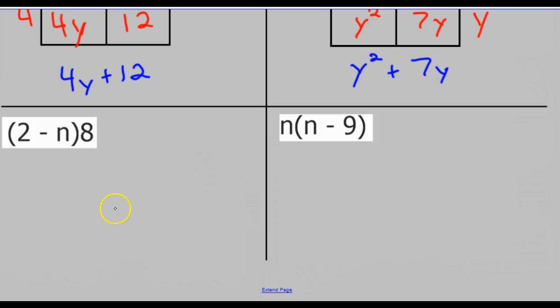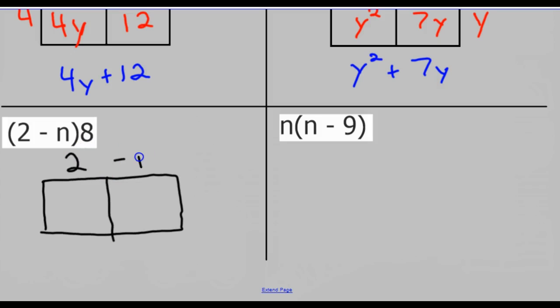Okay, now we're going to draw our own box. And on top we're going to have 2 minus n and an 8 out front. 8 times 2, well, that's 16. 8 times negative n, this negative comes with it. So if this is like actually negative 1n, so 8 times negative 1n gives us negative 8n. But we just need to write it 16 minus 8n.